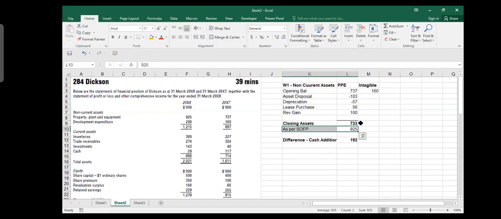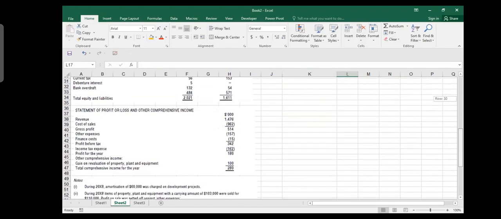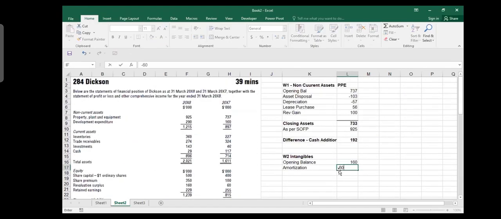Now, similarly, if I go with my intangible assets, they told you that they charged some development cost. So I can make a separate working for intangibles here. Working two, intangibles, my opening balance was 160. Then you have some amortization. Amortization should decrease your intangible asset. They gave you in the notes that during 2008, amortization of 60,000 was charged. So I would subtract this 60,000 from here. Then these assets should be 100.